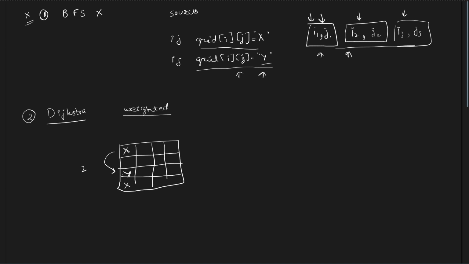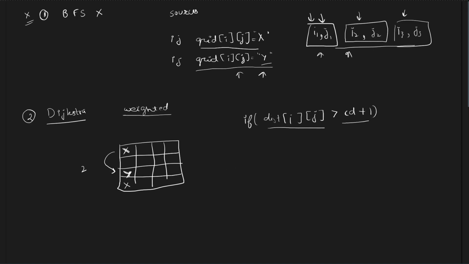So it says that the minimum distance of this particular y is 2, right? Now the crucial condition that we generally use in Dijkstra's algorithm is: if distance of ij, where ij is any cell in our grid, is greater than the current distance plus the weight. Since this is an unweighted graph, we can take all the weights to be 1. So whenever the distance of ij is greater than the current distance plus 1, we just update the distance of ij.